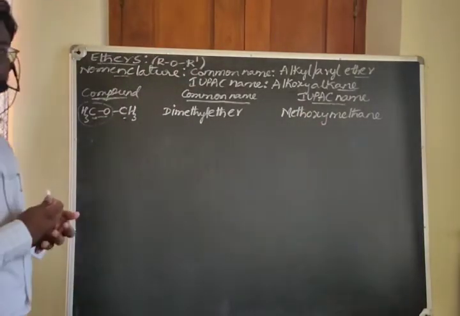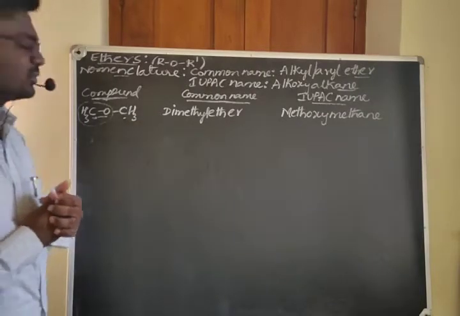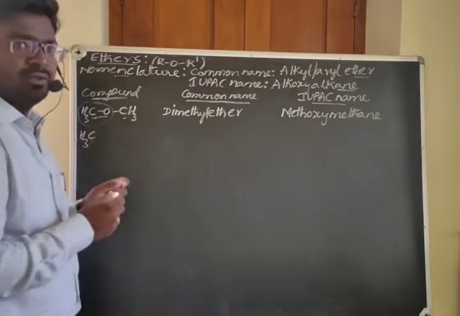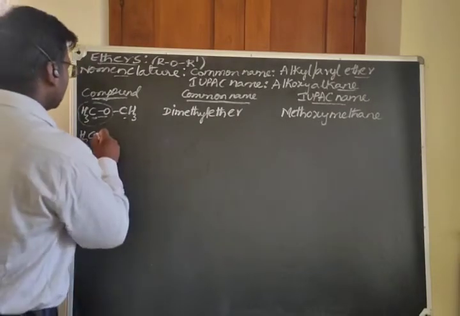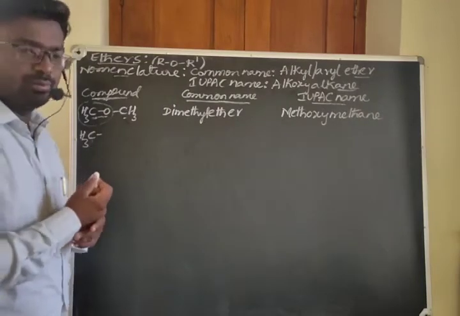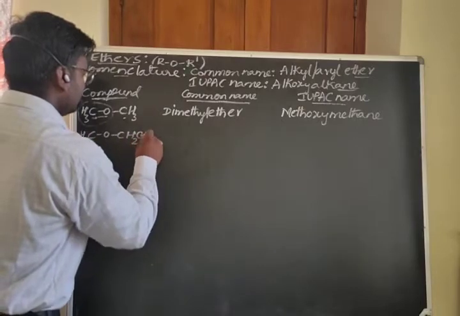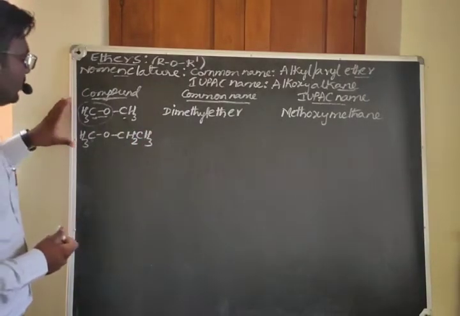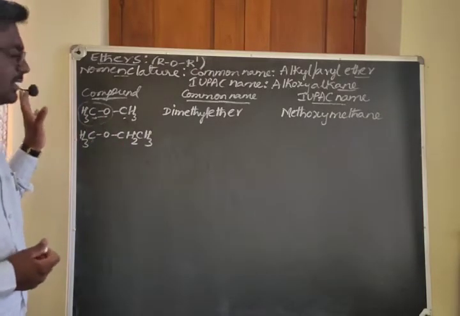Let us go for the higher ethers, that is, the homologous series of ethers. What is a homologous series? A series of compounds that differ in the number of carbon atoms by a CH2 group. When you think of these two compounds, here is an extra CH2 group.